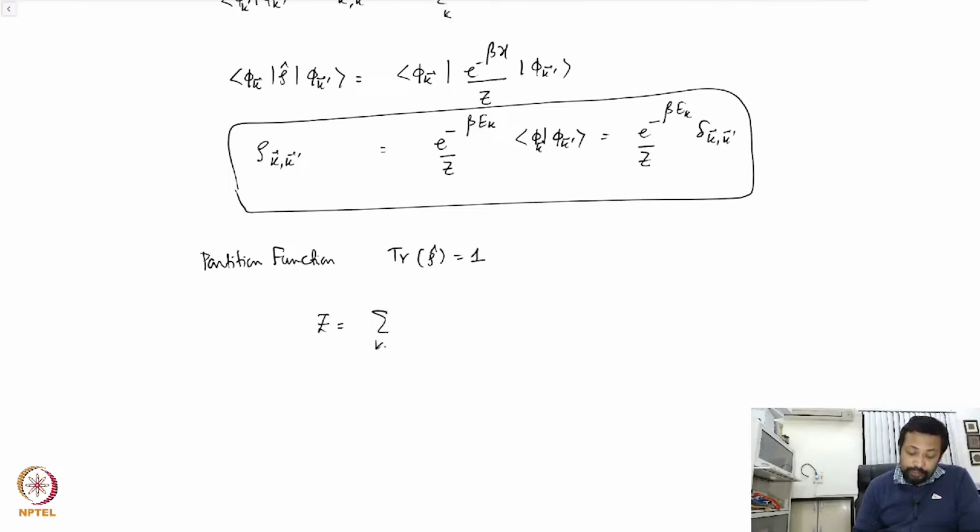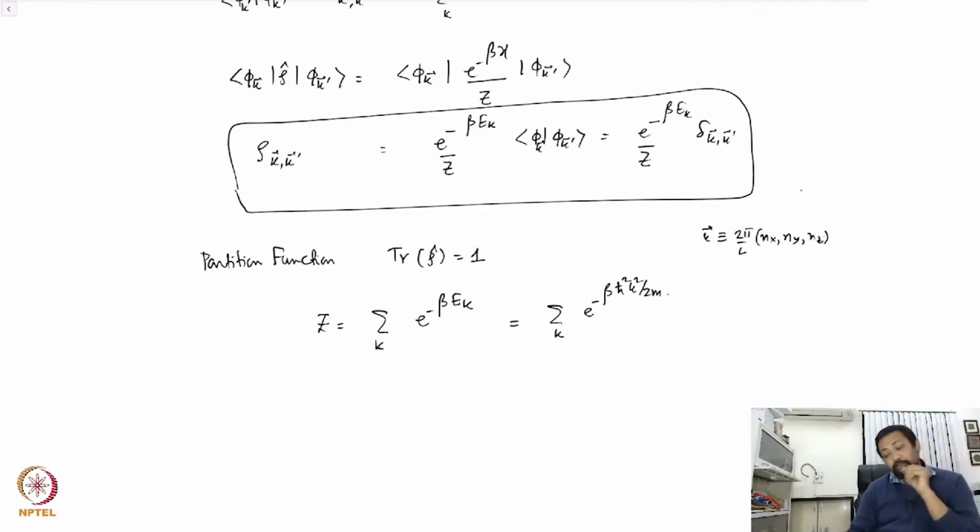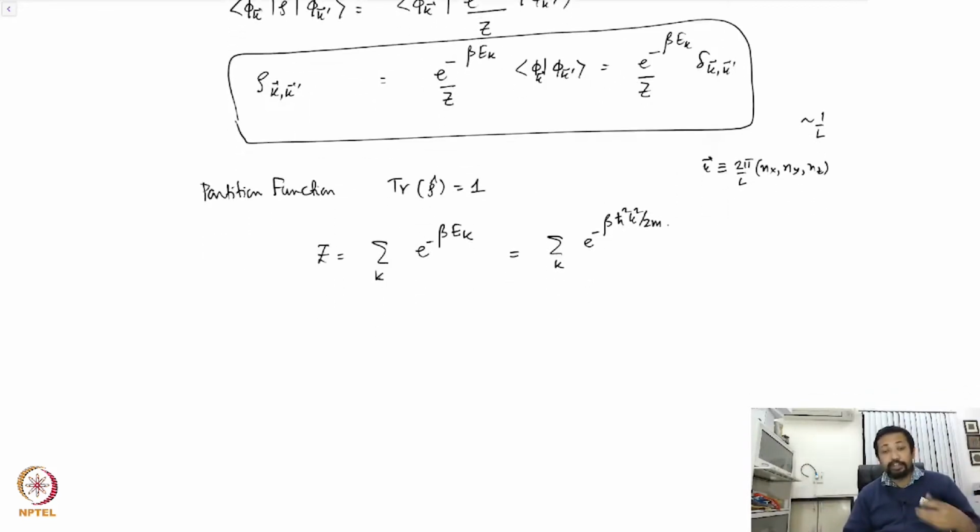And one gets therefore Z is equal to the sum over k of e to the power minus beta E_k, which is the sum over k of e to the power minus beta h bar squared k squared over twice m. Now up to this is fine, but in order to evaluate the sum, I realize that this vector k is 2 pi over L times (nx, ny, nz), discrete values, but it goes as 1 over L. So clearly, if I have a large box, then these energy values are spaced very closely. So one can imagine that for a large box, I have a continuous spectrum of energy.